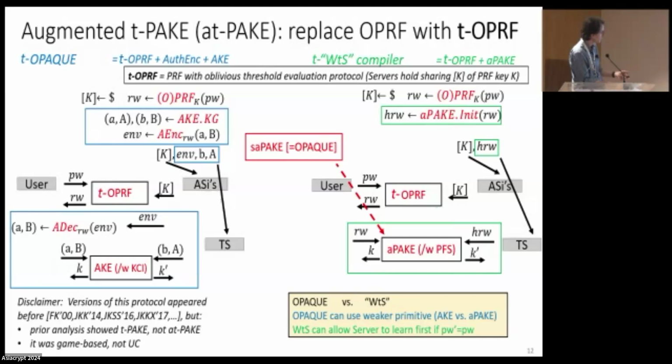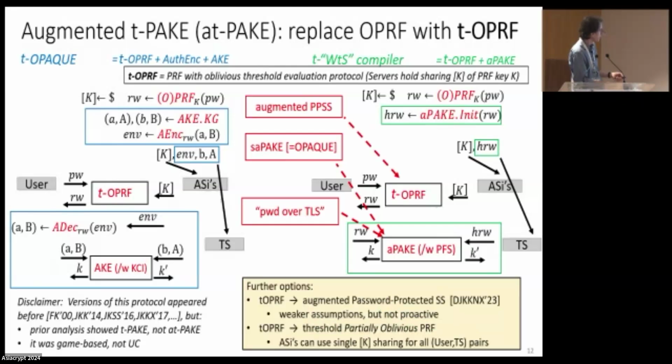There are different variants of this that we analyze in this paper. For example, this could be a strong aPAKE as well, and you get slightly better properties from that. This could even be password over TLS. So, if this stuff is not adopted, you could still use these threshold schemes to improve the current security. And we have a slightly different version here. This is called augmented password-protected secret sharing. And actually, one of my co-authors, Pavel, is going to talk about this block in a related talk tomorrow about password-protected threshold signatures.